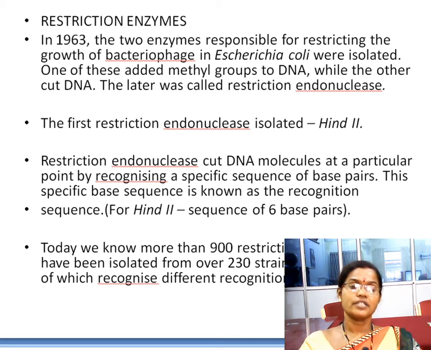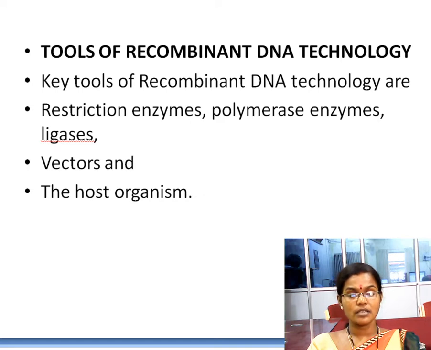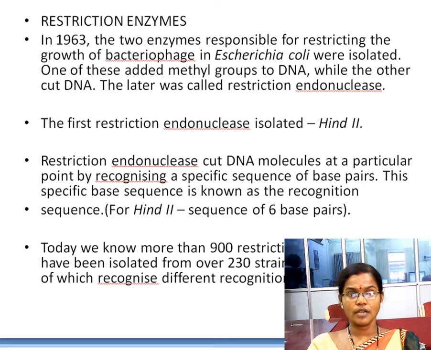Okay, I'll repeat it once again. How many tools of genetic engineering are there? 4 tools of genetic engineering are there. The first one is enzyme, second is vector, third is the bioreactor, fourth is the host organism. Now, we are going to see about the enzymes. These are the biocatalysts which cut the DNA at the specific site and also join the 2 DNA fragments.